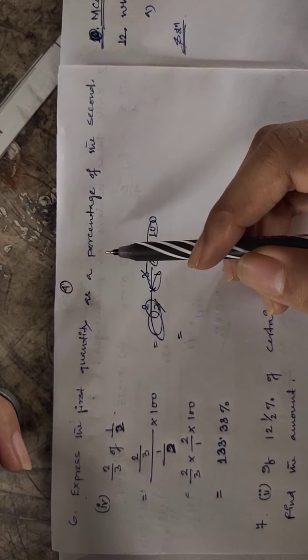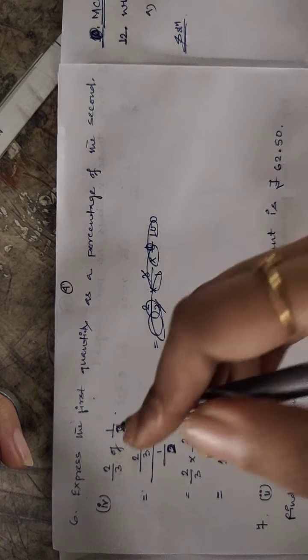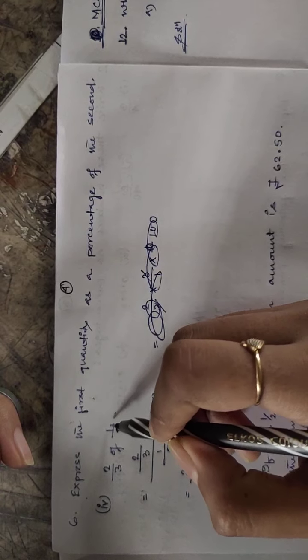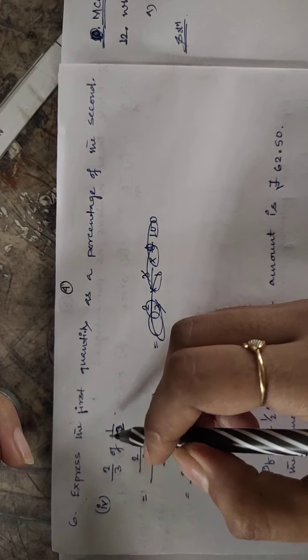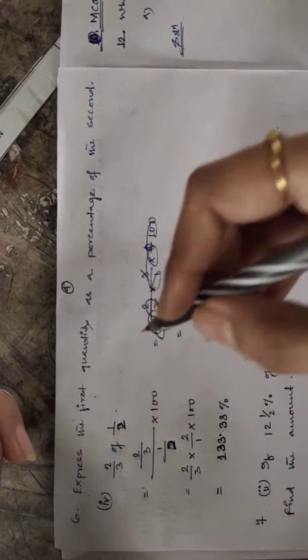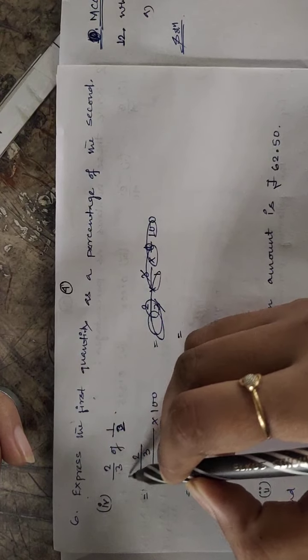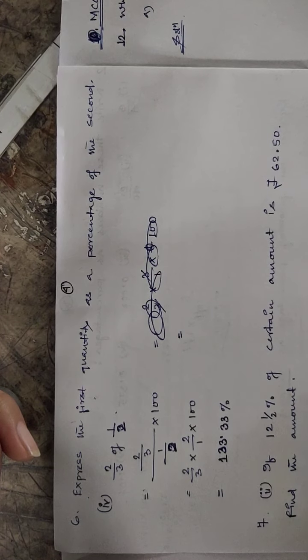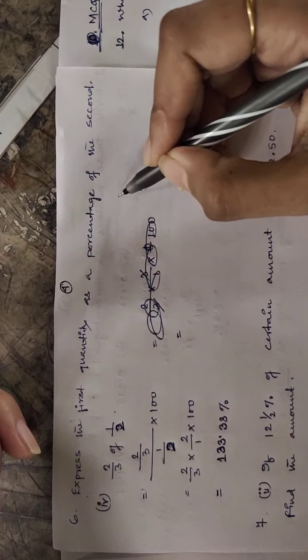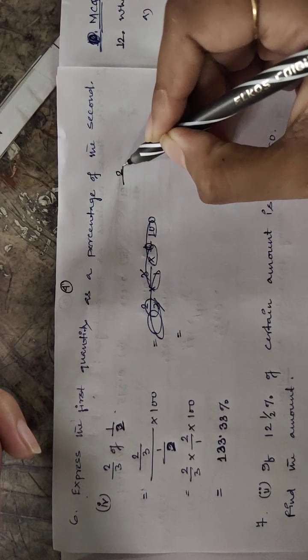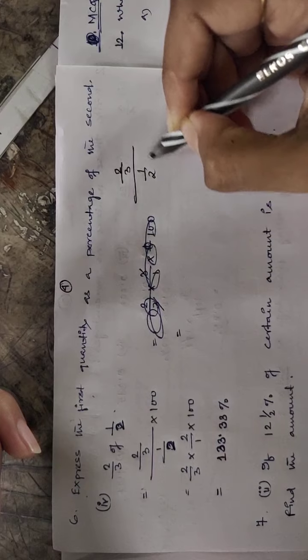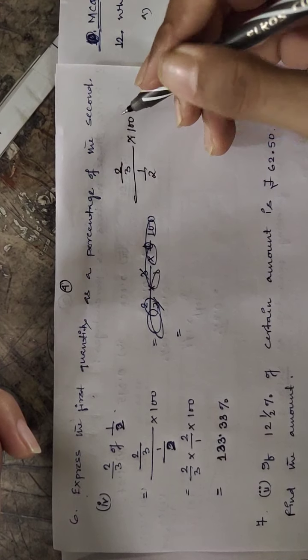Express the first quantity as a percentage of the second. So the first quantity is 1 by 2. That means out of this, which is your total value, the second one, you are getting this one, so what percentage will that be? So that means 2 by 3 of 1 by 2. You have to write 2 by 3 of 1 by 2 in the form of a percentage.